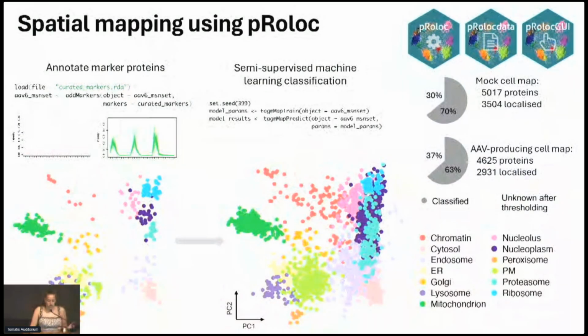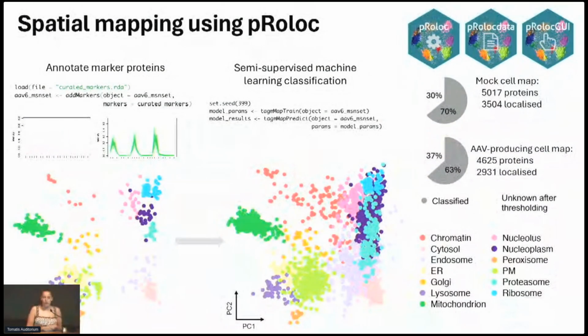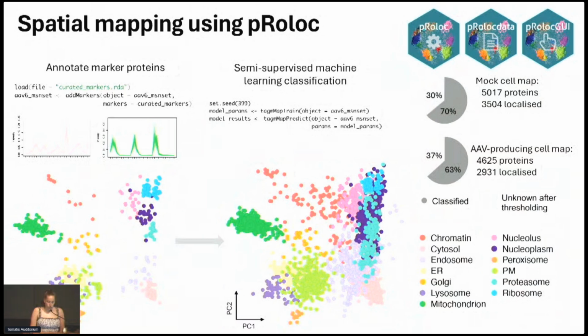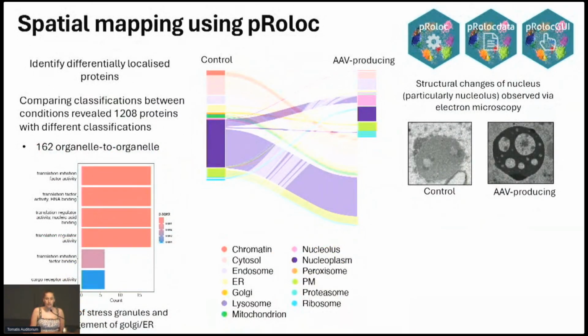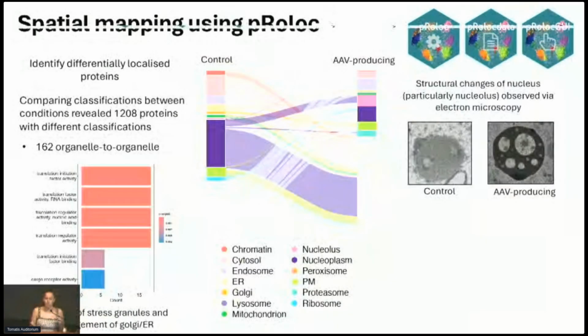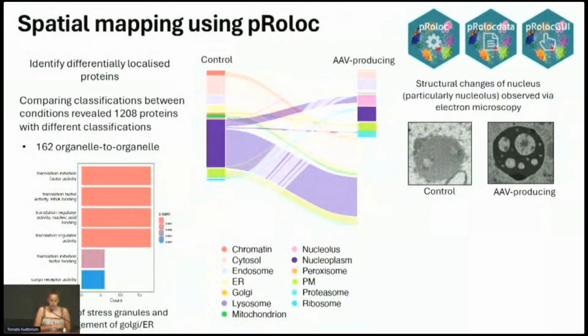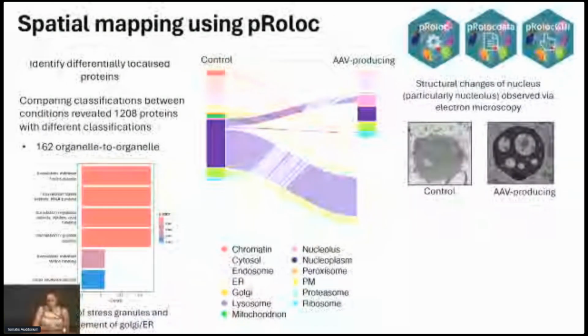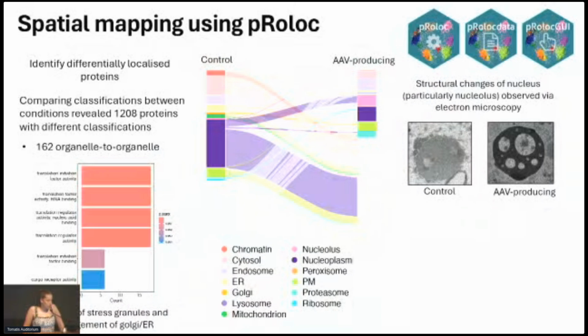So for my PhD, I've done this two times over. I've done it on some control cells, the normal HEK293 cells, and then also on AAV-producing HEK293 cells. Once I've created my static maps, the next thing is to extend to see what is differentially localized. I can compare those classifications between conditions and see which proteins are classified as being in different organelles when my cells are producing AAV.